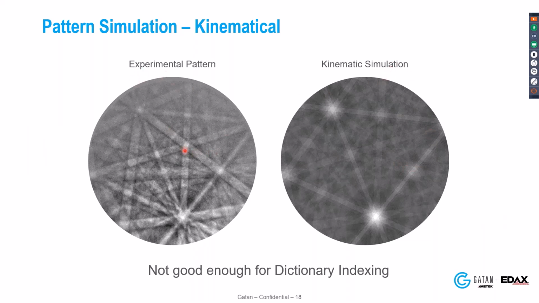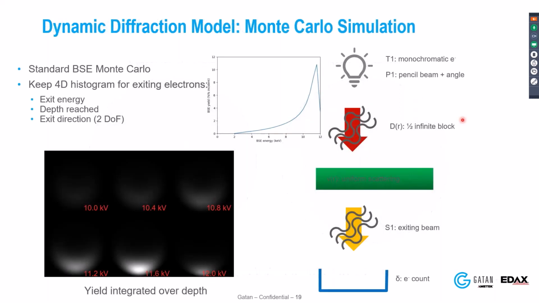This is an experimental pattern here. This is what's called a kinematic simulation. We can talk about kinematic or dynamical diffraction. EBSD is a dynamical diffraction-based event. So kinematic simulations don't really capture the true behavior of the electrons in the material, and so the kinematic simulations really aren't good enough for dictionary indexing. So we need a more accurate fidelity model to simulate these patterns the way we want to.